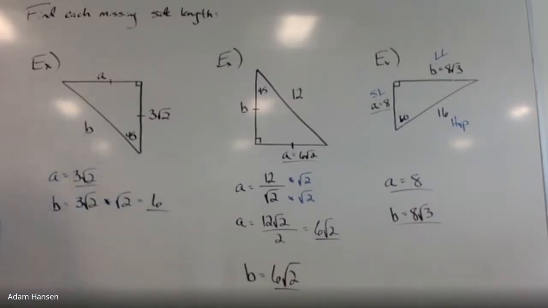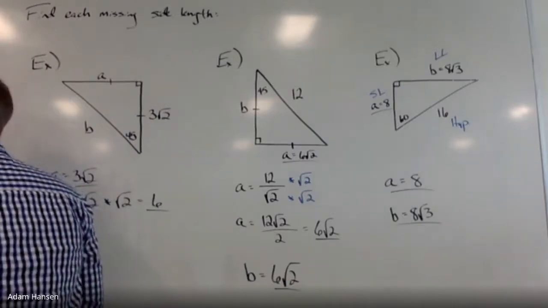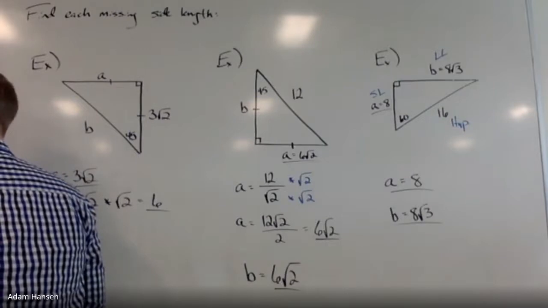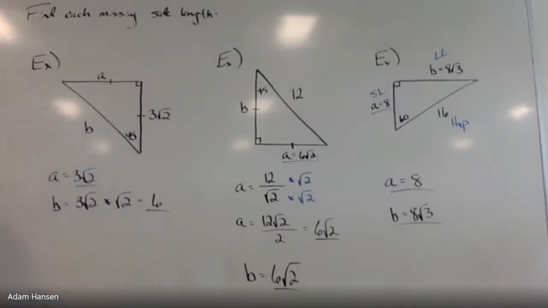4 times the square root of 2 over 2 is just 2. The square roots cancel out. Now on top, I have 4 times the square root of 2.